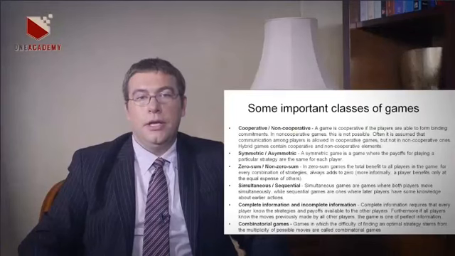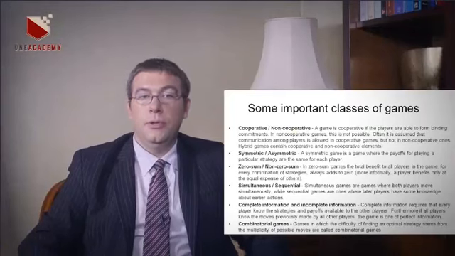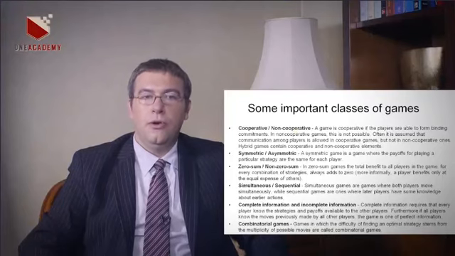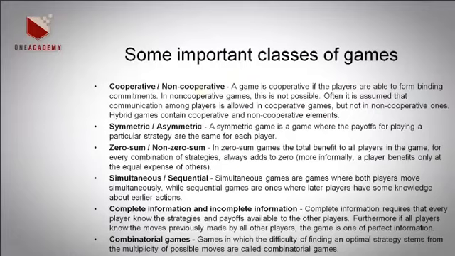Next distinction is games with complete information and games with incomplete information. Complete information requires that every player know the strategies and payoffs available to the other players. Furthermore, if all players know the moves previously made by all other players, as in sequential games, the game is one of perfect information. Games in which the difficulty of finding an optimal strategy stems from the multiplicity of possible moves are called combinatorial games.